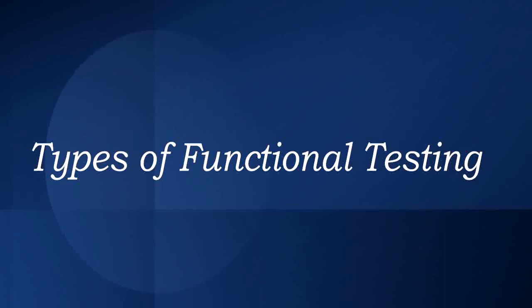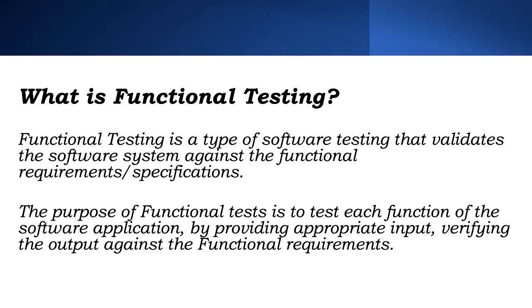Let's begin. What is functional testing? Functional testing is a type of software testing that validates the software system against the functional requirements or specifications. The purpose of functional tests is to test each function of the software application by providing appropriate input and verifying the output against the functional requirements, which means that functional testing is majorly based on the black box testing technique. It uses the black box testing technique to find defects.